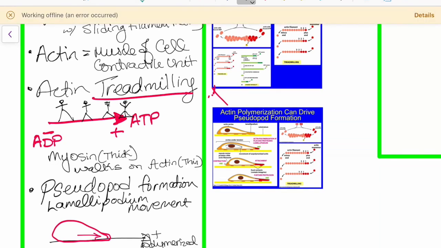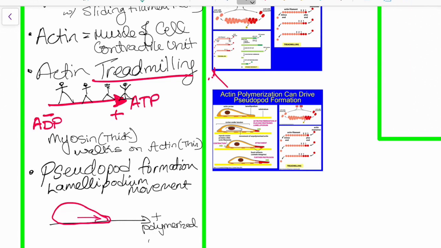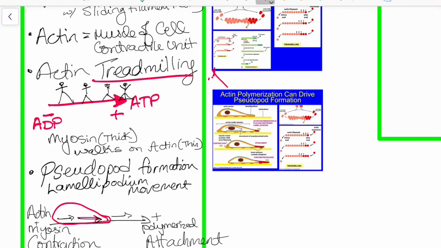So you have attachment on this side, whereas you have contraction with this actin and myosin. And so in that way, after contraction and attachment, this lamellipodia is able to move along. So all of this is due to the actin polymerization. That is everything we talked about regarding adding on the ATP end.